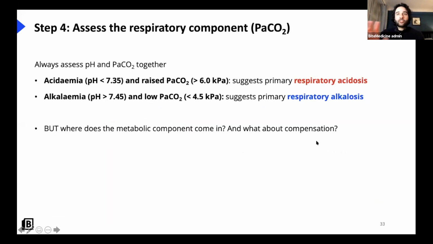So just a brief summary of what we just talked about. Acidemia, raised PaCO2, respiratory acidosis; alkalemia and low PaCO2, respiratory alkalosis. But where does this metabolic component come in? What do we mean when we talk about compensation? We have to bring it all together now.